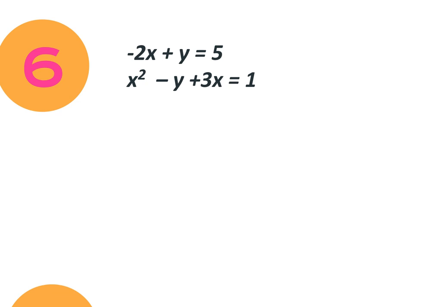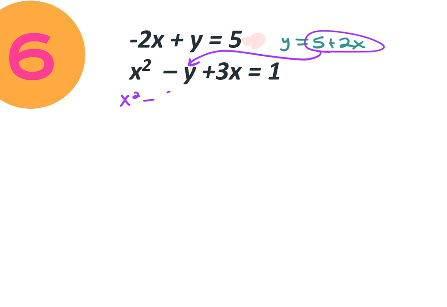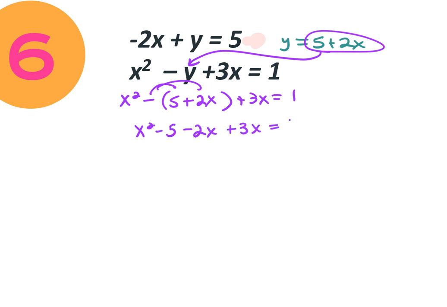So how do we start it, or how can we start it, because there's more than one way? Solve the top equation for y. Okay, so I'm going to get y equals 5 plus 2x. Then I'm going to take that, and I'm going to plug it in the second equation in place of the y. X squared minus, because that minus is going to go to both, distribute the minus. X squared plus x minus 5 equals 1.